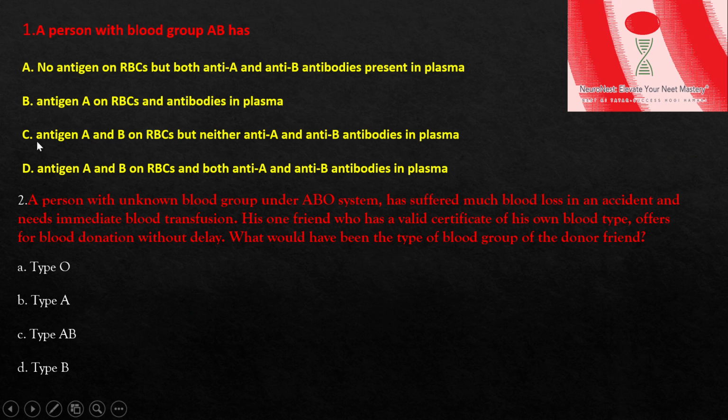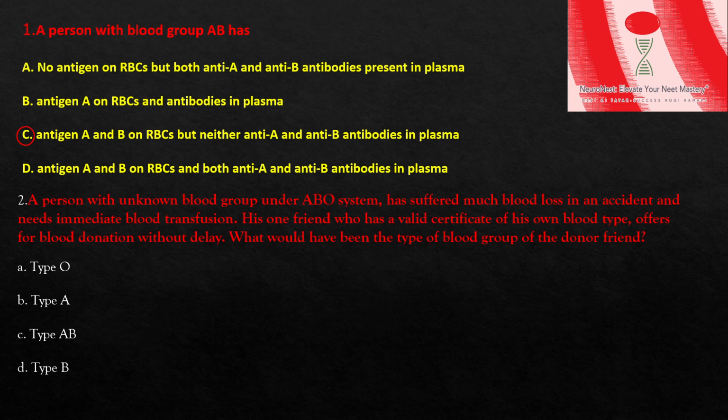So it contains antigen A and B on RBC, but no antibodies in plasma. So the answer is C. Now come to this very important question. Many times it has been asked in many medical examinations, whether it is related to the PG after the MBBS, or even in the NEET examination.